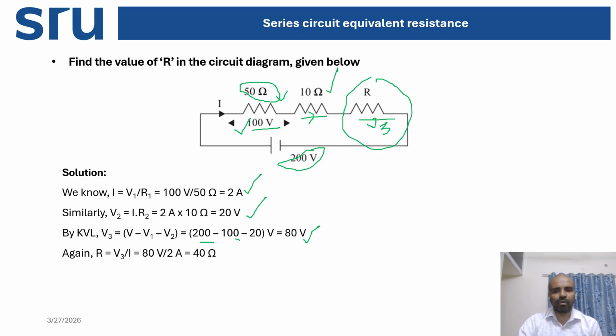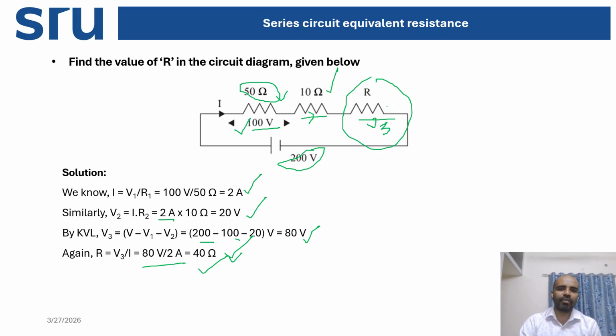So you know the voltage drop across this unknown resistance, that is 80 volt, and the same amount of current is flowing through these resistors, that is 2 ampere. So you can easily calculate the resistance using Ohm's law. So R equal to V by I, or V3 by I, where V3 is the voltage drop across this unknown resistance. The voltage drop across this unknown resistance is 80 volt, and the current flowing through this resistor is 2 ampere. So 80 by 2 is 40 ohm. So you get 40 ohm.